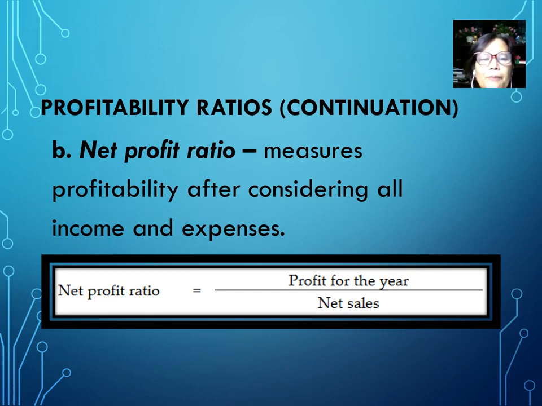Then number 2, under the profitability ratio is net profit ratio. This measures profitability after considering all income and expenses. Ito na yung pinaka-bottom line. Magkano ba ang net profit? Then, ano ang relasyon niya kay net sales? Gaano ang percentage? Ano ang percentage na makukuha natin? Net profit for the year over net sales.